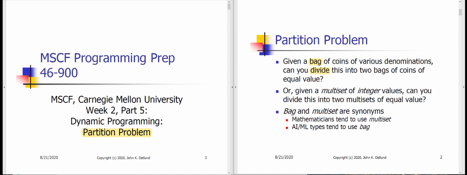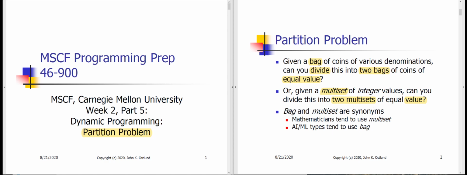Can you do that? Can you divide the coins into two bags where each of the two bags has equal value? Now, in a little more mathematical terminology, suppose you're given a multiset, that is a collection of integers where you may have multiple copies of certain of these integers. Can you split that into two multisets where each of the values of the two multisets is the same?